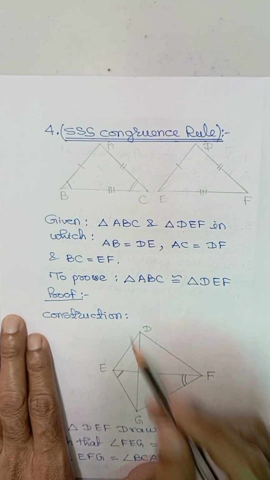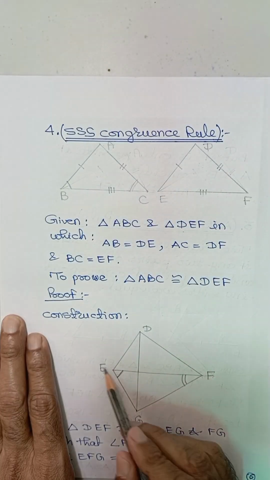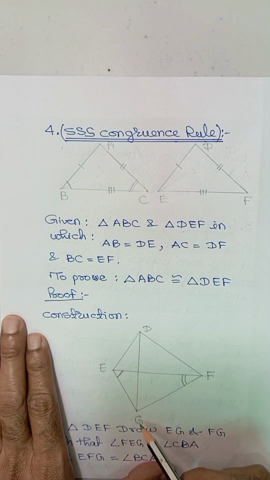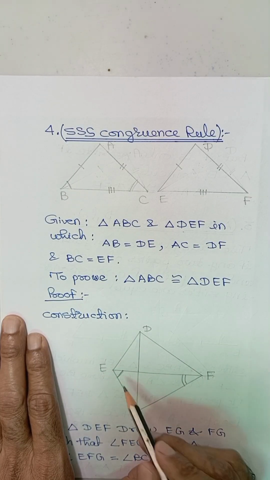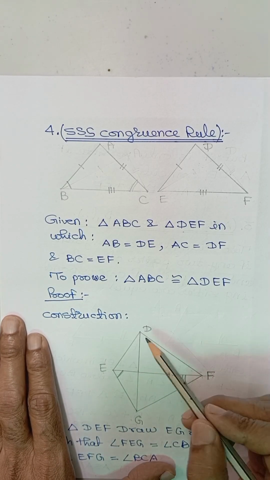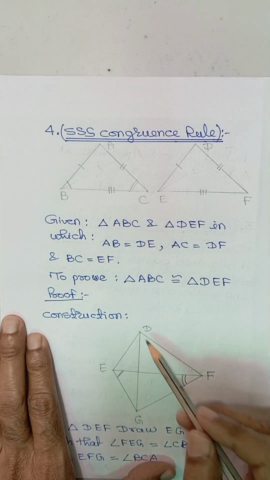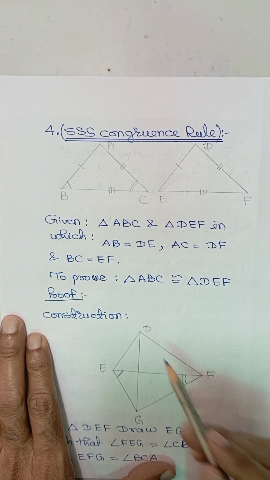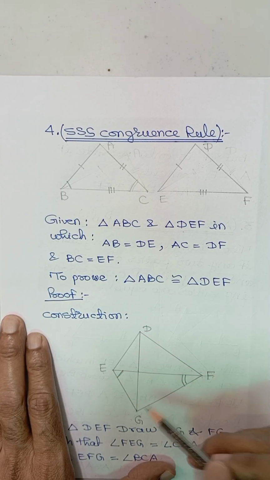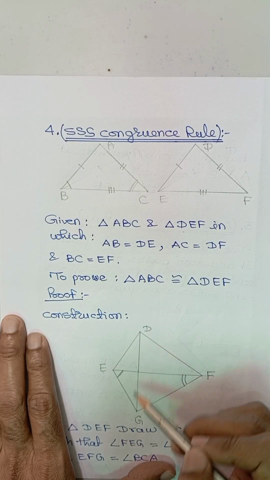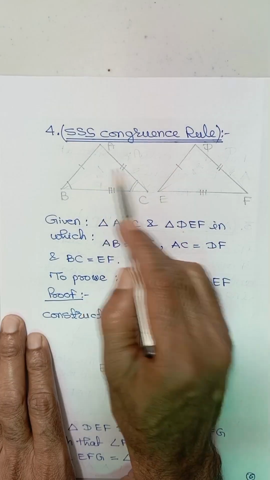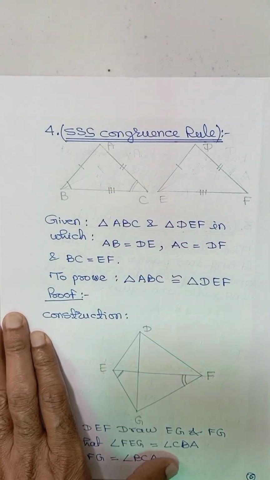Now, angle FEG is equal to angle B and angle EFG is equal to angle C. Then in this case, triangle ABC will be congruent to triangle EFG by angle side angle criteria. Similarly, we can prove that this triangle is congruent to ABC. Now we will prove that triangle DEF is also congruent to EGF, means these two triangles are congruent. When these two triangles are congruent, then by CPCT, angle D will be equal to angle G. Then by side angle side rule, these two triangles will be congruent. Hence, we have proved side congruency.